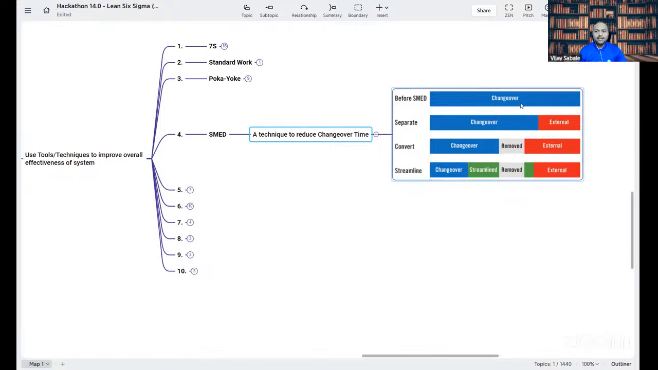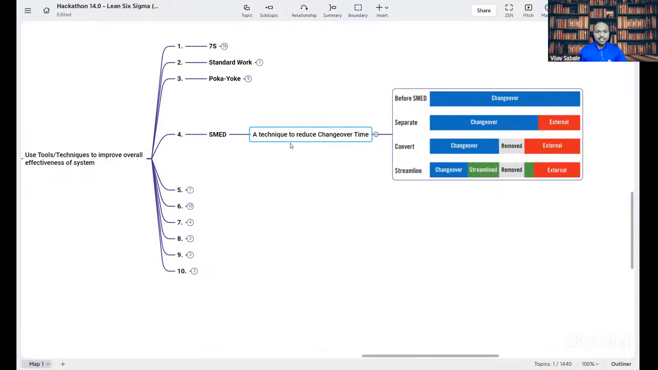So you can see here, before, the length of the blue bar, and later on how much that length is reduced. So this is a very effective approach that I have also experienced and used many times in my career, so that we can reduce the changeover time significantly for any of the changeovers.